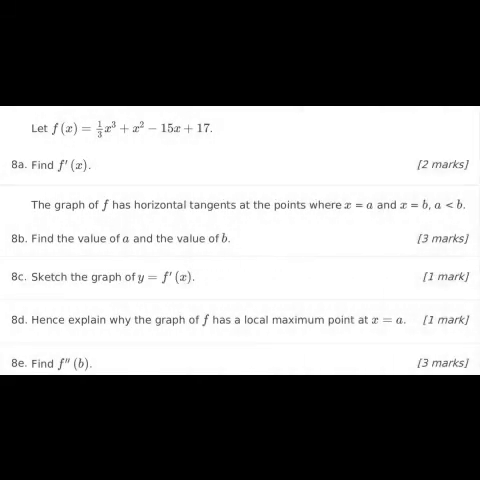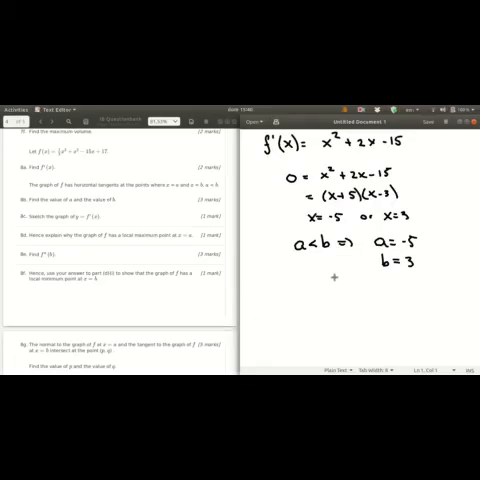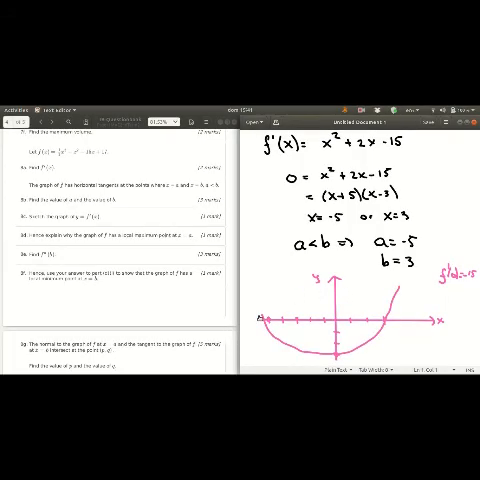Sketch the graph of y equals f prime of x. We have 3 points that we can use easily. The y-intercept, by evaluating the derivative at 0. So we know f prime of 0 is -15. And we have the x-intercepts. So we have the points (-5, 0) and (3, 0). We can easily sketch a graph using these 3 points and the fact that this will be the graph of a parabola that opens up.